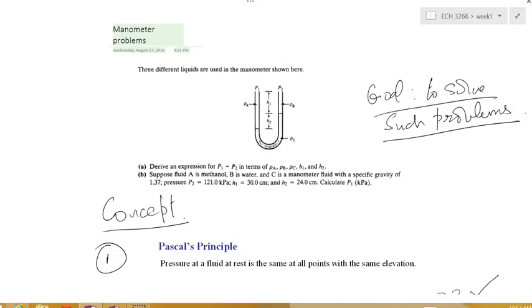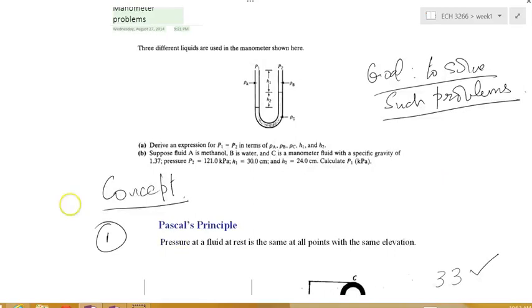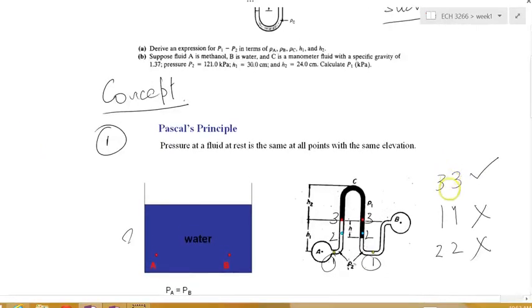P1 minus P2. Later on in this transport course, you will see a lot of manometers being used to measure pressure distributions and velocities in a tube of moving fluids. So it's important to reinforce the concepts that you encounter in these manometer problems. Okay, so first, before we solve this problem, let me walk you through a couple of important concepts.